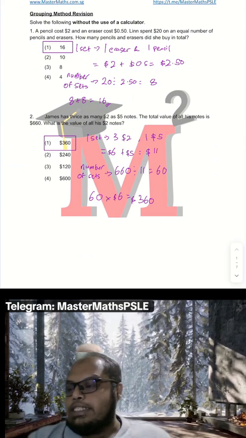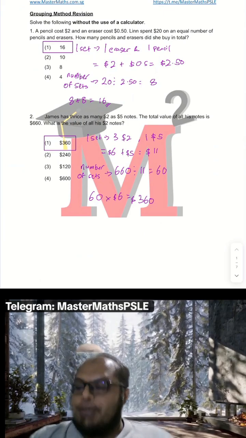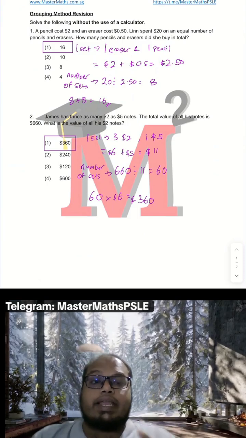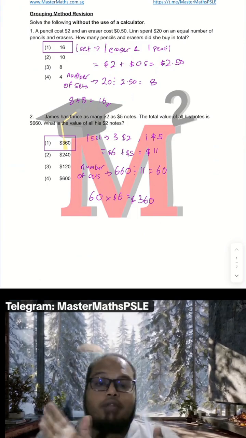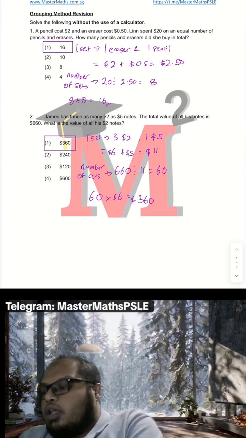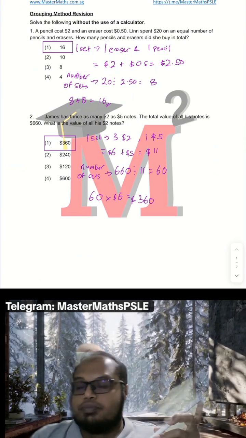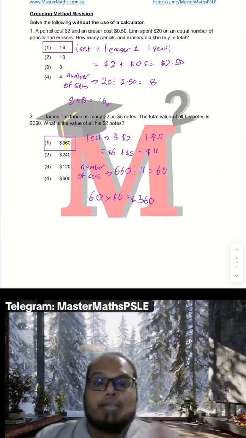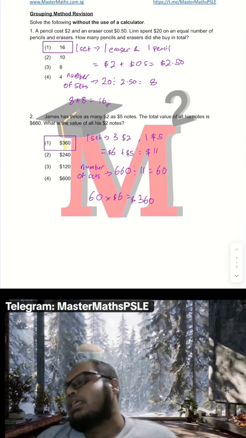Alright, last question. A $2 pencil and a 50-cent eraser. She spent $20. So equal amount, basically in one set there's one pencil, one eraser. So we add together and get $2.50. Then we divide, we get 8 sets. So lastly, in 8 sets, every set has one pencil, one eraser. 8 sets means 8 pencils, 8 erasers. That is why 8 plus 8, 16.